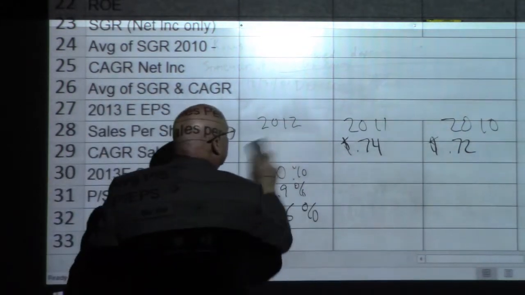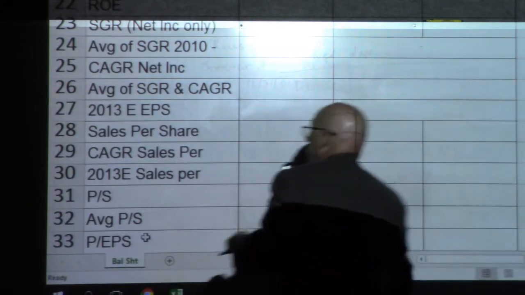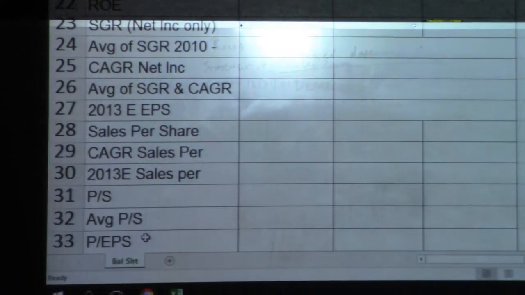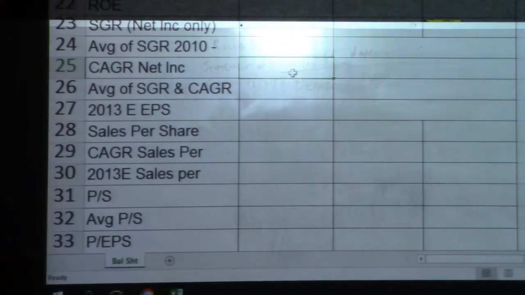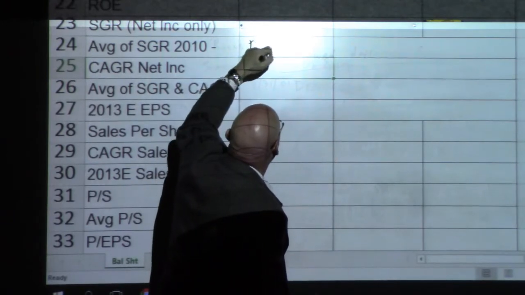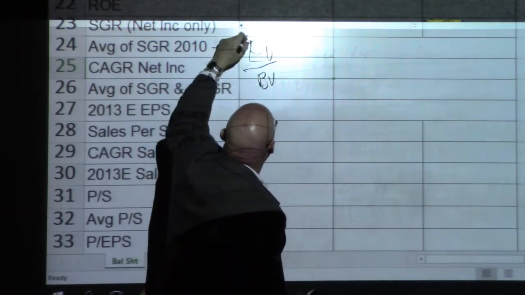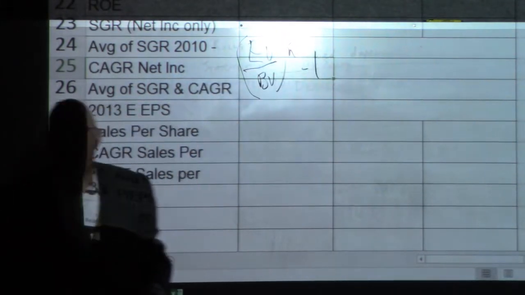So let's go ahead and get rid of all this. All right, and what we're going to work on now is this number right here. CAGR of net income. How are we going to CAGR net income? Well, let's move this cursor so you can see the formula. Ending value divided by beginning value raised to the 1 over n, minus 1. That's CAGR. All right?